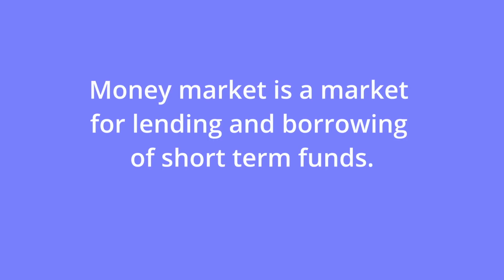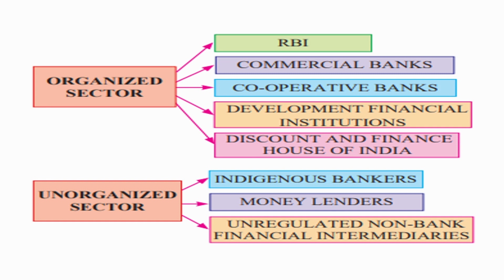Money market is a market for lending and borrowing of short term funds. It is a market for near money. The structure of money market is basically split into two parts: the organized structure and unorganized structure, that you can see on the slide. Organized structure includes Reserve Bank of India, commercial banks, cooperative banks, developmental financial institutions, and discount and finance house of India, while the unorganized sector includes indigenous bankers, money lenders and unregulated non-banking financial intermediaries.